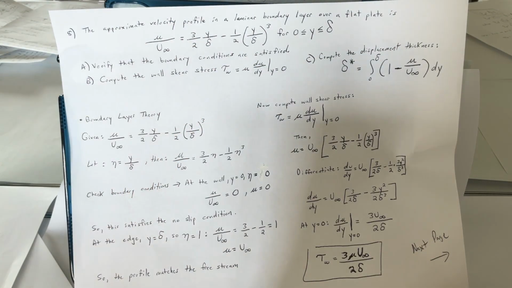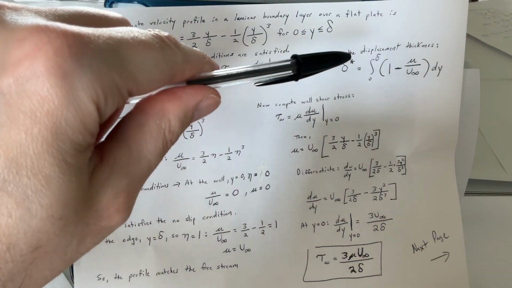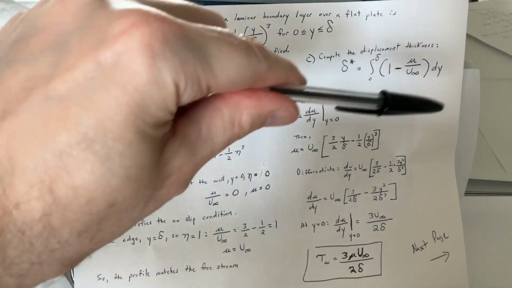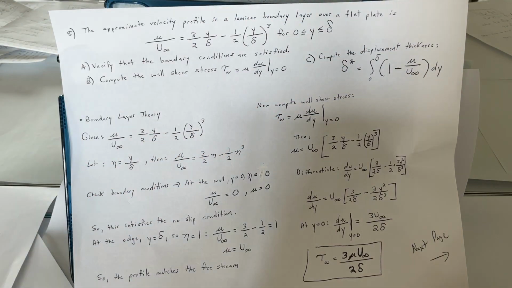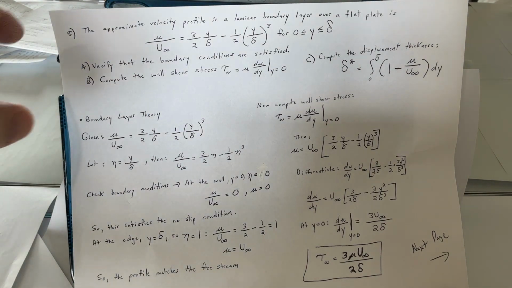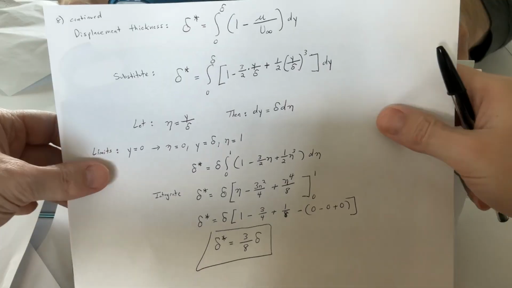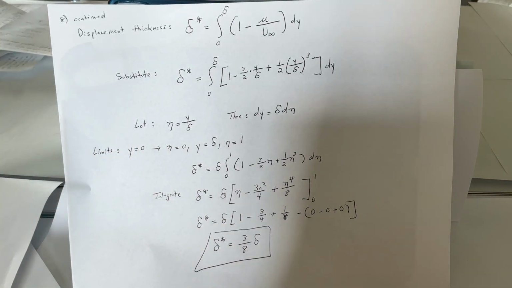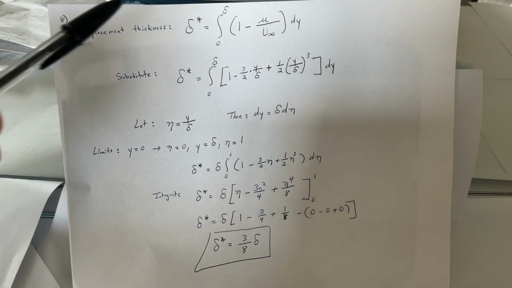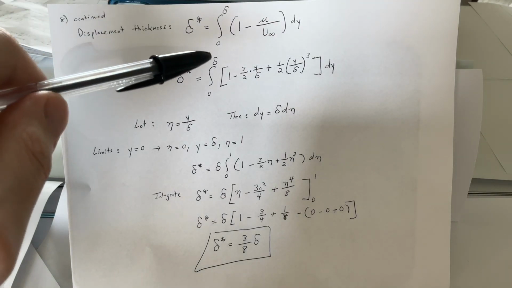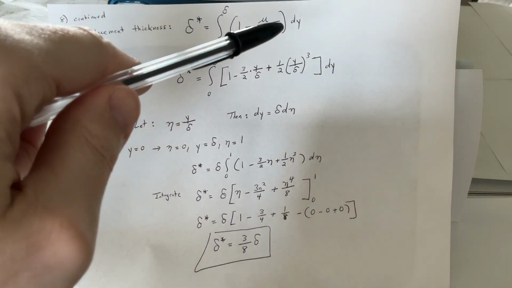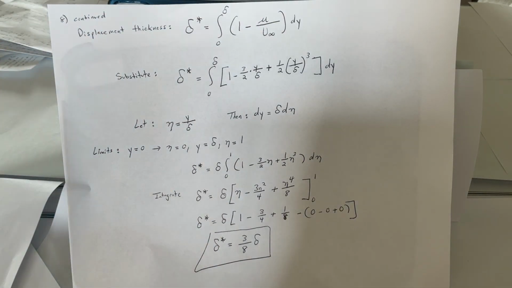Compute the displacement thickness, where we have that delta asterisk equals this integral. So this is 8C, and we continue with computing that displacement thickness. What we're going to do here is integrate from 0 to delta in terms of dy.